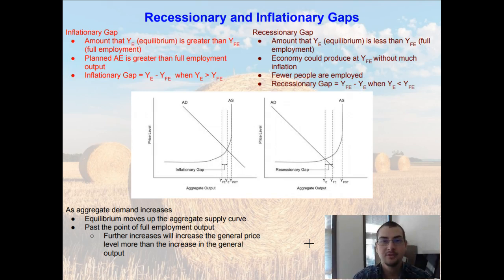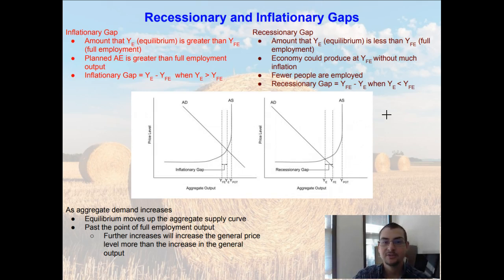So what does this economy look like? Well, this economy looks like prices are relatively low. The general price level is low, which is great, especially for those that are working. But there aren't as many people working. We're not at full employment. And if that aggregate demand would increase to right here at this full employment, we wouldn't see a large increase in prices, but we'd see a lot more people working. We'd see employment is now full.